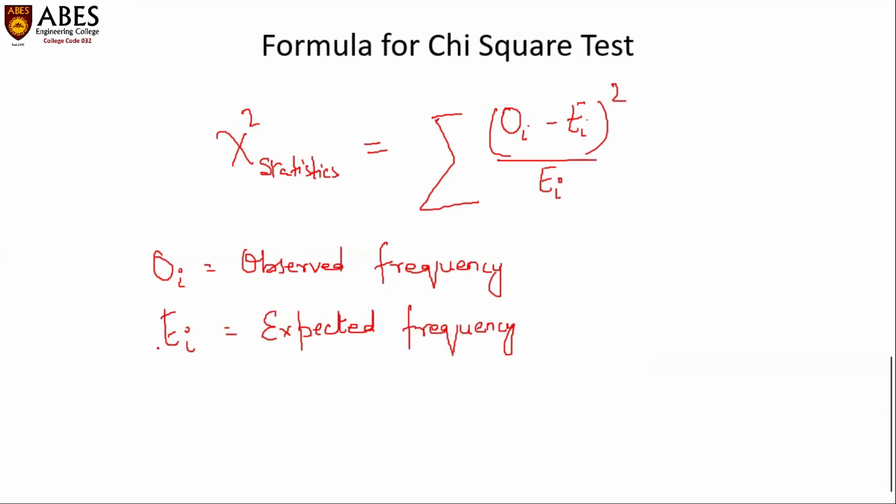The results obtained by theory give us the expected frequency or theoretical frequency, which is denoted by Ei, and the results obtained after performing an experiment or observation are called observed frequency, and they are denoted by Oi. So this is how we find chi-square statistics.